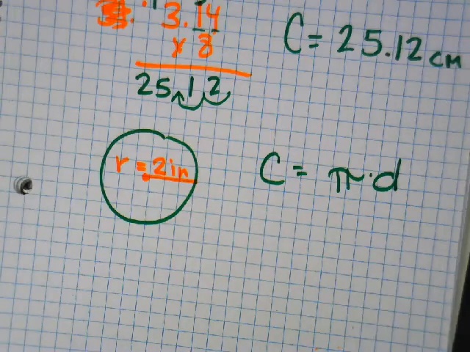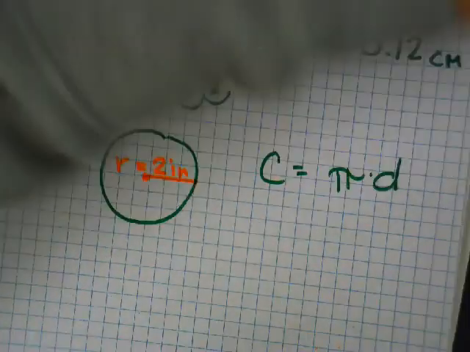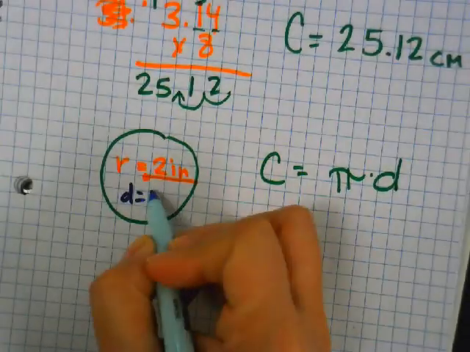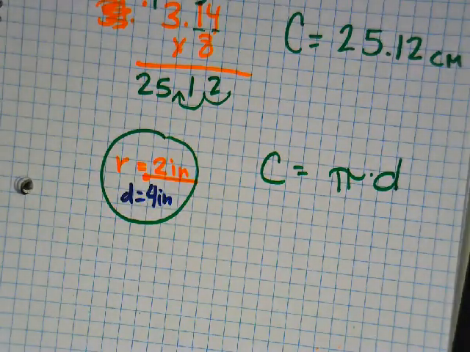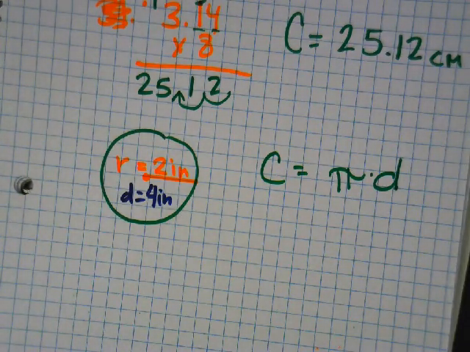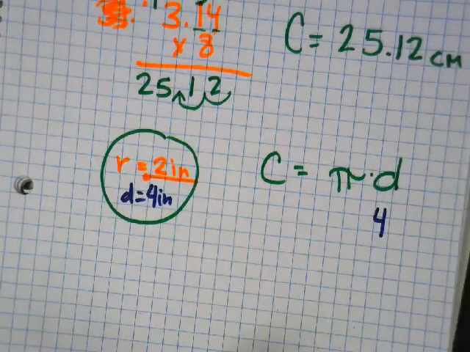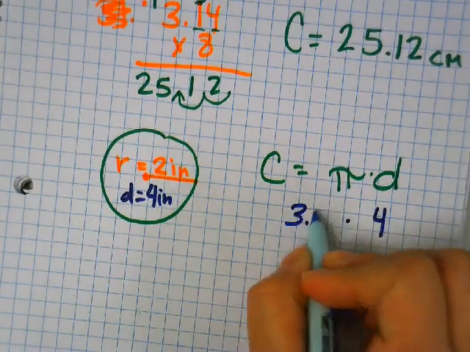Which is what we learned yesterday. What is my diameter equal to? 4. Your radius is 2, so your diameter is 4. So I don't use the number 2, I use the number 4 times 3.14.